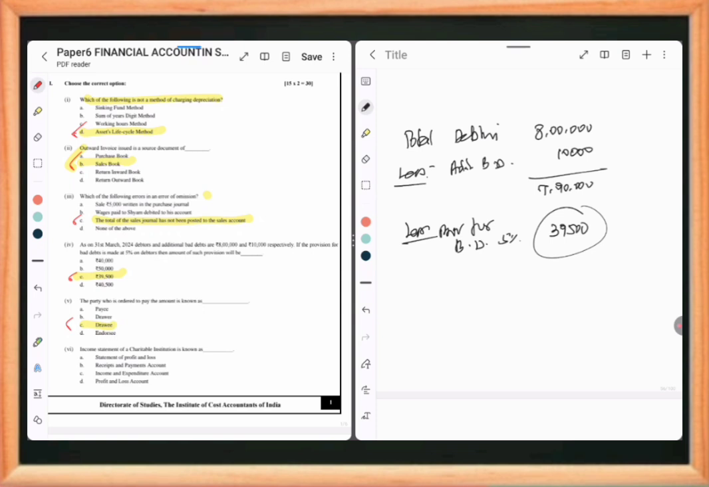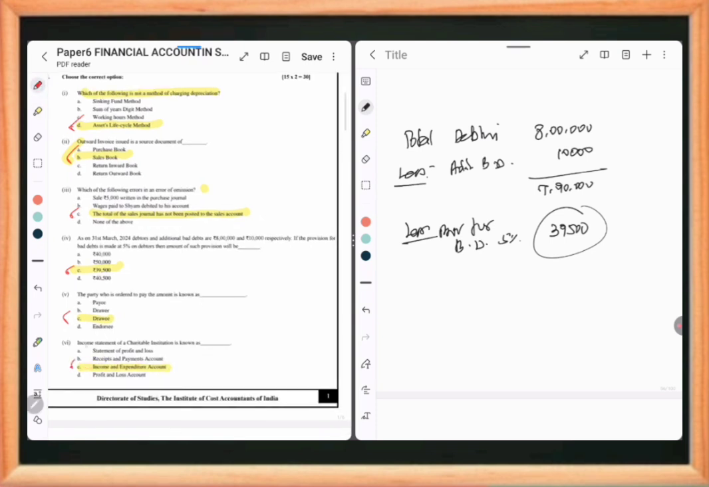In case of a charitable organization, we have to prepare an income and expenditure account. That is what is asked in this question. The income statement of a charitable institution is known as the income and expenditure account. That is the correct answer. So the answer is C, income and expenditure account.